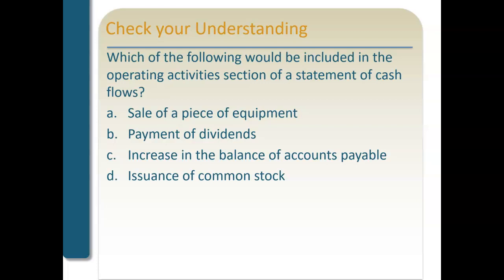Why wouldn't it be B? Why wouldn't it be D? Not cash. Issuance of common stock is financing. It's a way we bring in money. We borrow. C, increase in the balance of accounts payable. Changes in current assets and changes in current liabilities will be part of the operating section.